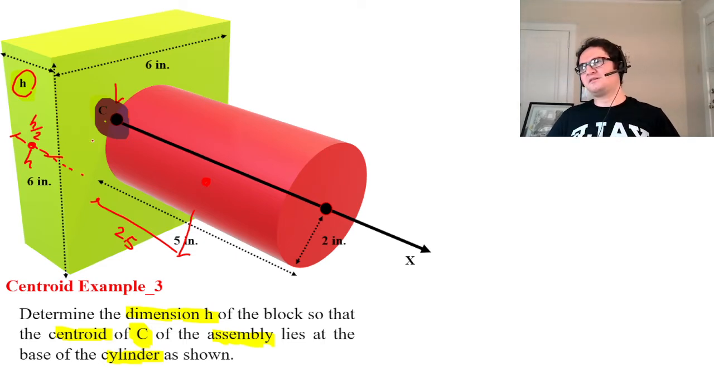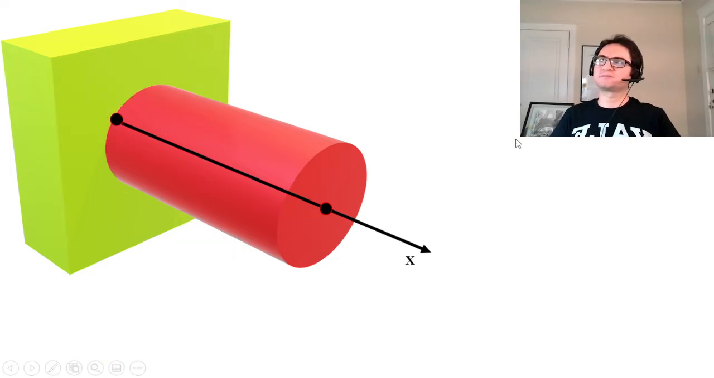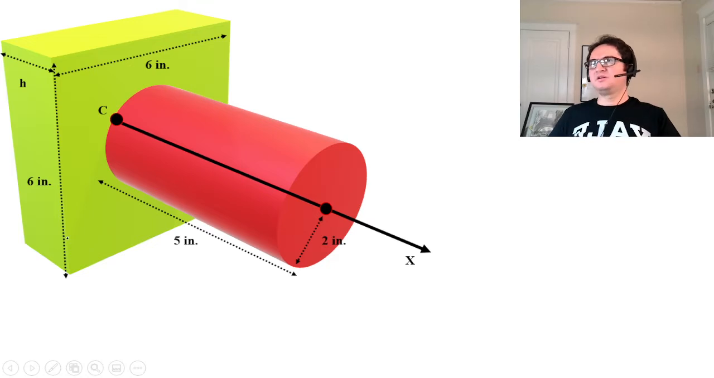But if we want the centroid of the assembly to be located at the base, it means the centroid for the first shape should move to h, and the centroid for the cylinder should come back to h. So let's see how that works. The other dimensions are provided: this is 6 inch, height is 6 inch, length of cylinder is 5 inch, diameter of cylinder is 2 inches. Let's see how we can approach our problem solution.